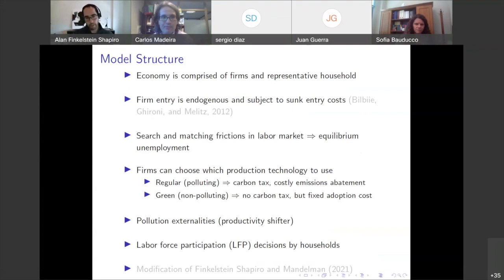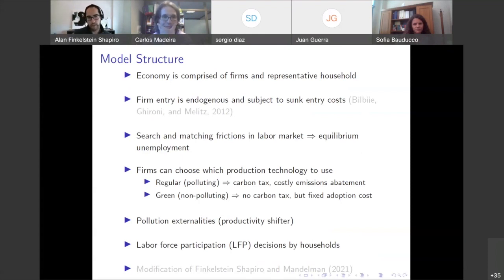Now, firms can choose which production technology they end up using once they enter the market. So they can use the regular, polluting technology that generates emissions as a byproduct of producing. That's the standard way this is modeled in macro models. Now using this technology, you face a carbon tax, and you can also abate some of the emissions that you generate, but that's costly. And the more you abate, the costlier it becomes.